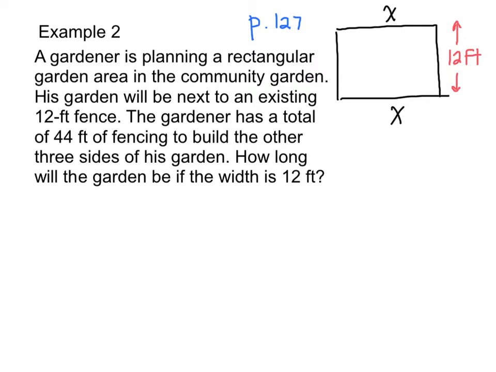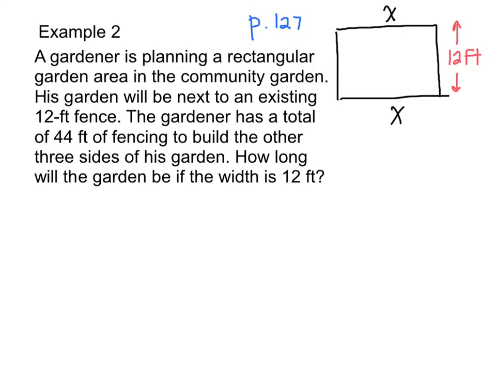So let's go over this. A gardener is planting a rectangular garden area in a community garden. His garden will be next to an existing 12-foot fence. The gardener has a total of 44 feet of fencing to build the other 3 sides of his garden. How long will the garden be if the width is 12 feet?